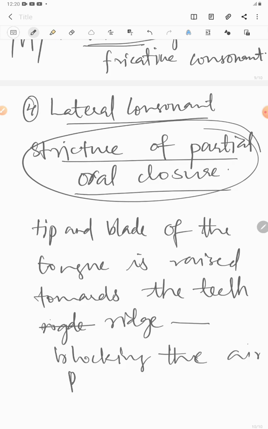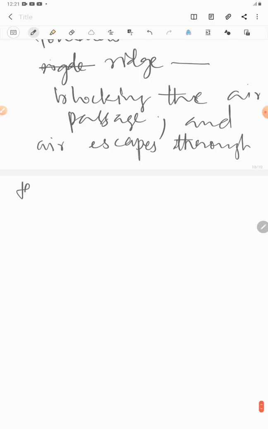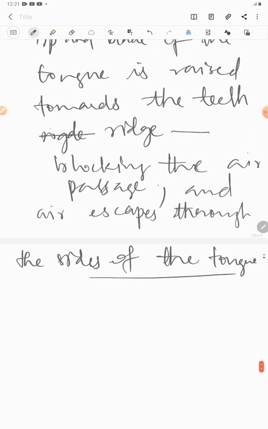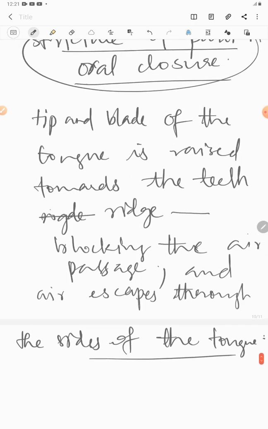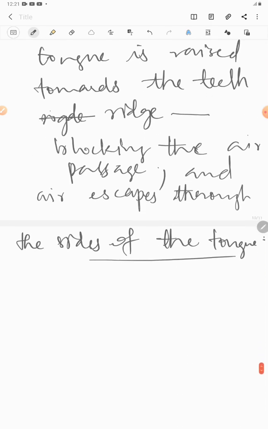Blocking the air passage, the air escapes through the sides of the tongue. Such sounds are called lateral sounds. So a lateral sound is produced with a stricture of partial oral closure. Hope you understood it.